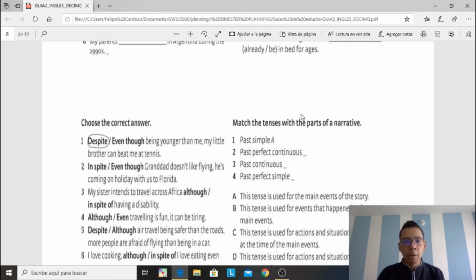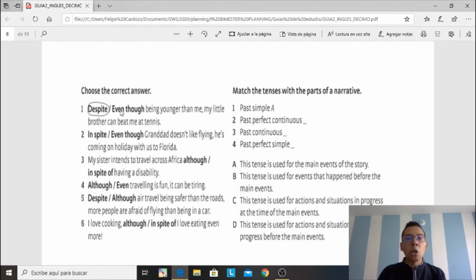No es más, ¿ok? En este caso debemos encerrar en un círculo la respuesta correcta, ¿ok? Between despite, even though, in spite, even though, although, or in spite of, contrasting sentences, ¿ok? Eso es contrasting sentences. Matching the sentences with the parts of a narrative tense.